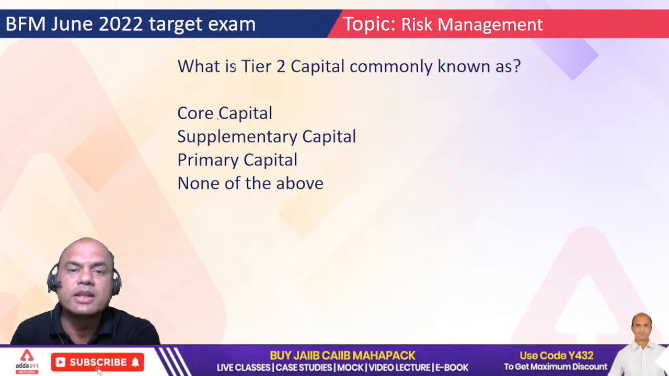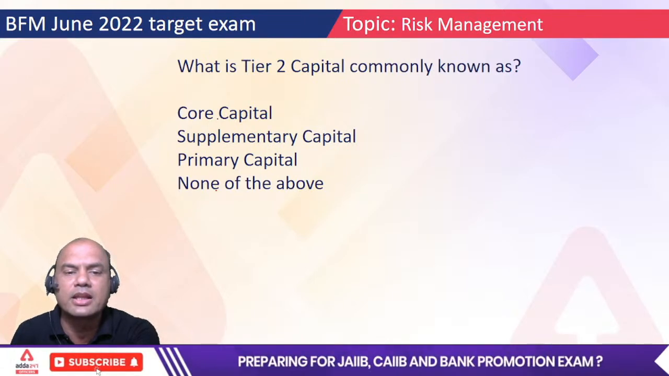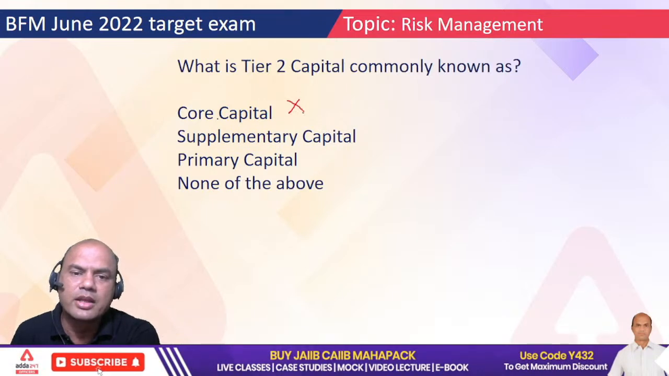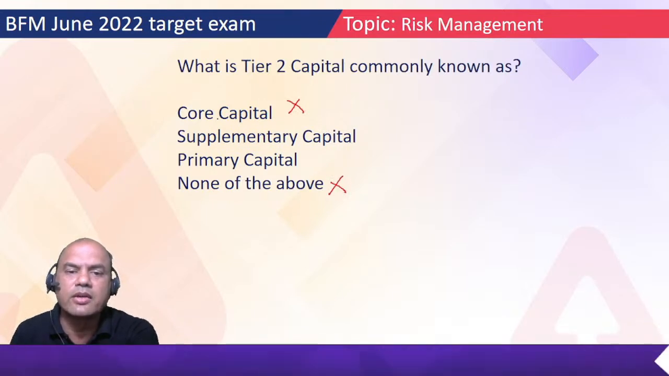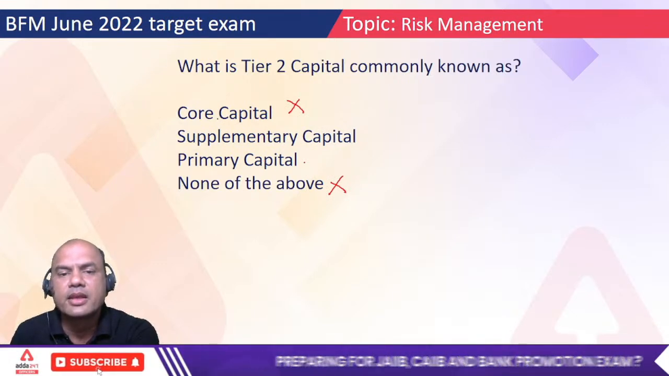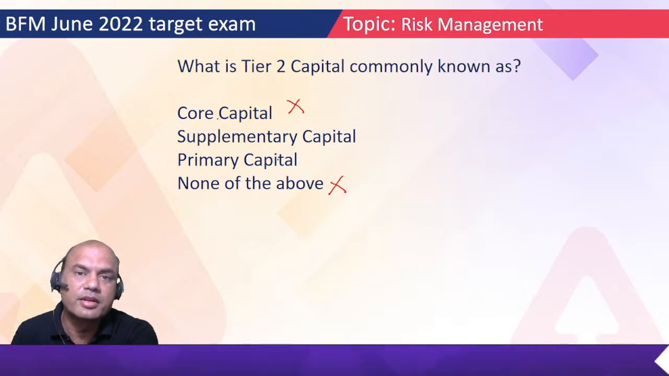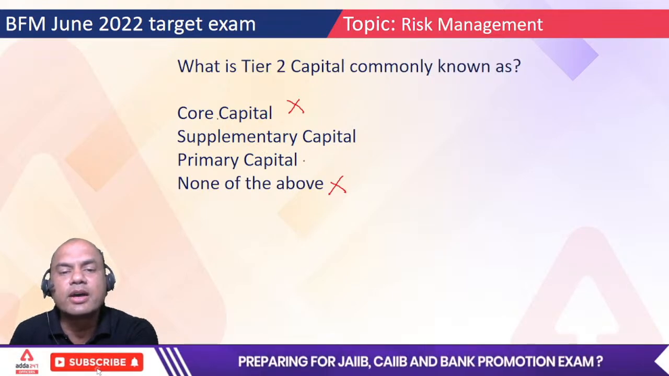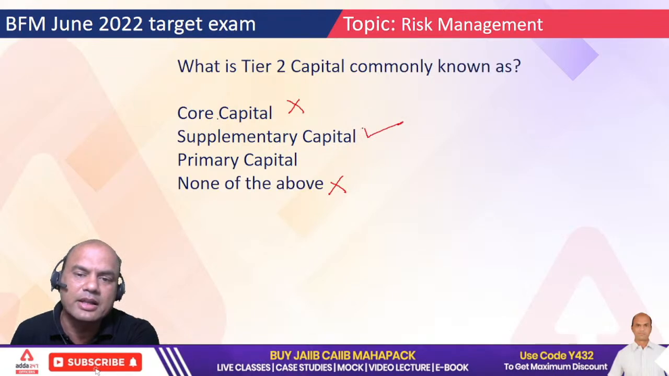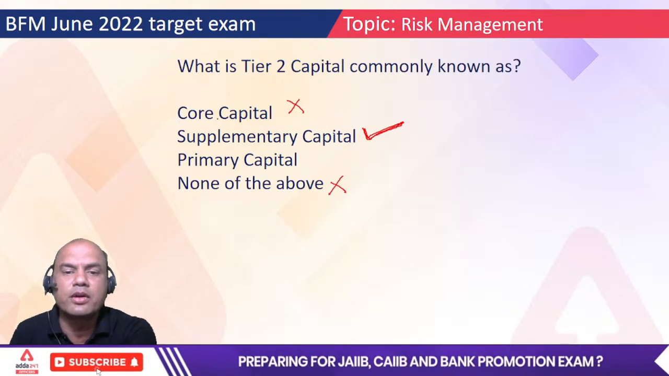Same question. Tier 2 is commonly known as what? Core, supplementary, primary, none of the above. Core, we just saw it, is tier 1, so out. None of the above, out. So now the answer is either B or C: supplementary or primary. Is tier 2 a primary capital? Then what is tier 1? Tier 1 is the primary capital. Tier 2 is the correct answer: supplementary capital. Many of you know this and many of you are typing correctly.